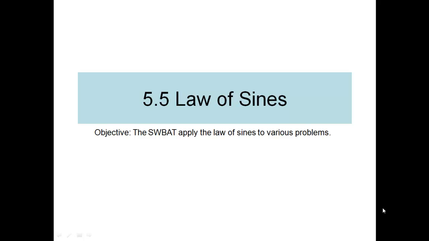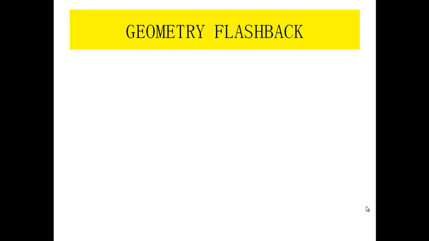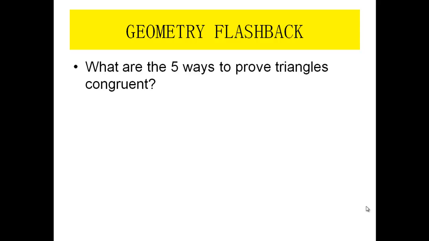So in order to do that, we need to have a geometry flashback. Yes, that's right. Think back to geometry. And remember, what were the 5 ways that you could prove triangles congruent? Well, if you remember the 5 ways that you can prove triangles congruent, what that's telling you is that that's a unique solution. So for example, side, side, side. If you had all 3 sides given, it was only one unique triangle.